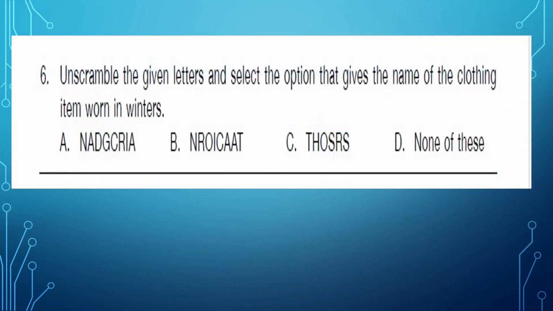Question number 6. Unscramble the given letters and select the option that gives the name of a clothing item worn in winter. If we unscramble these options, we get for option A cardigan, B raincoat, C shorts. And we wear a cardigan in winter, so the answer is option A.